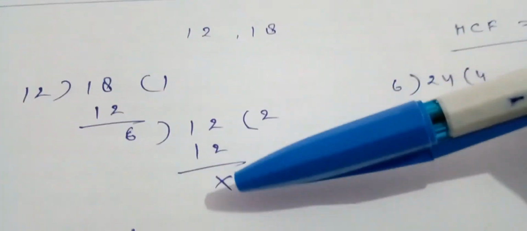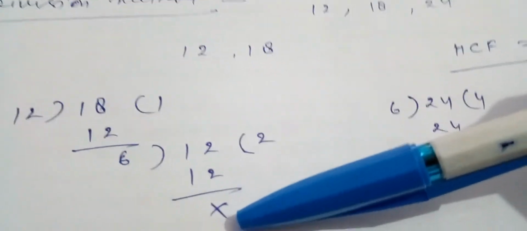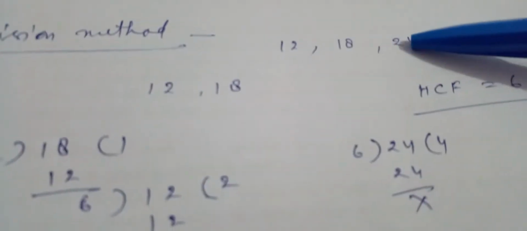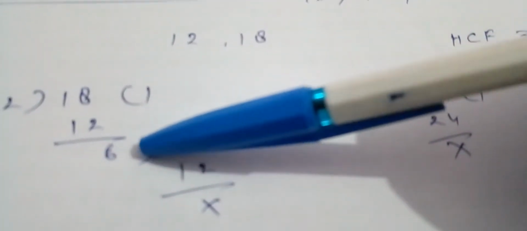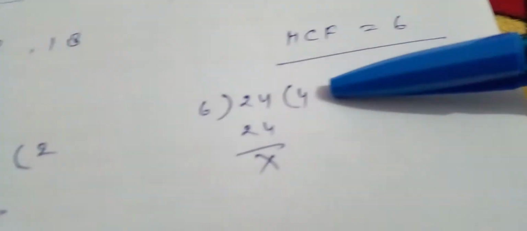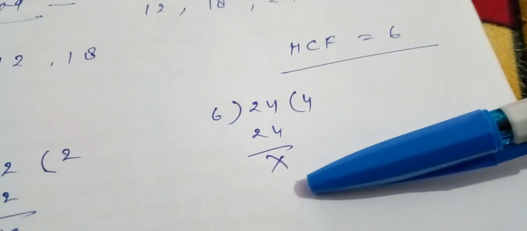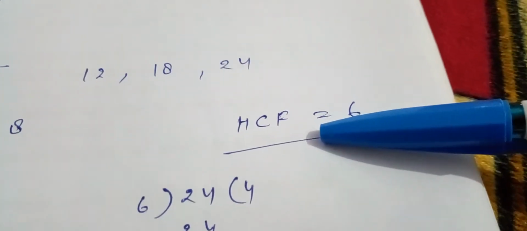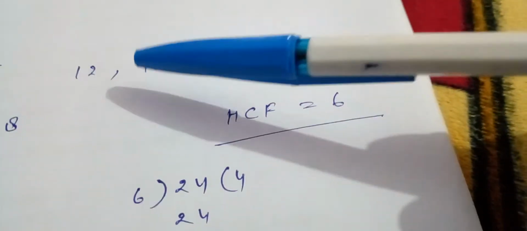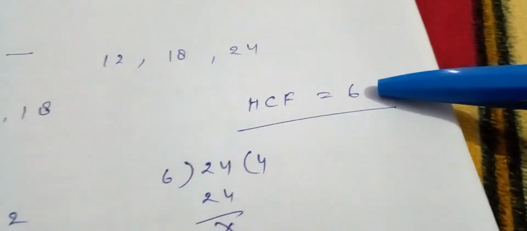There is no remainder. Now we will divide 24 by 6, and here 6 divides 24 completely, there is no remainder. So here the HCF, highest common factor, of these three numbers will be 6.